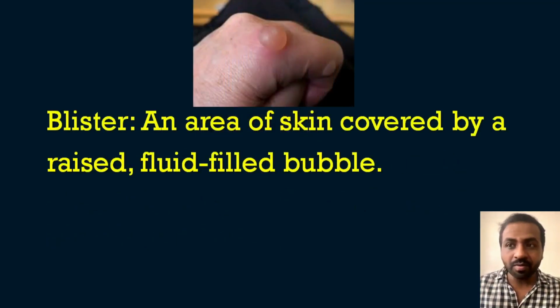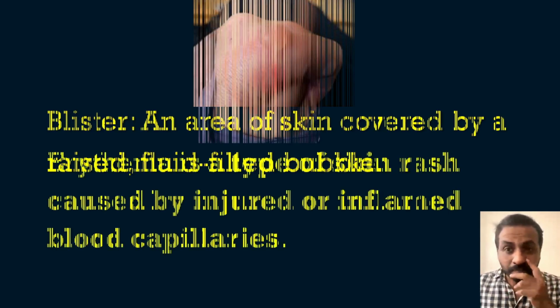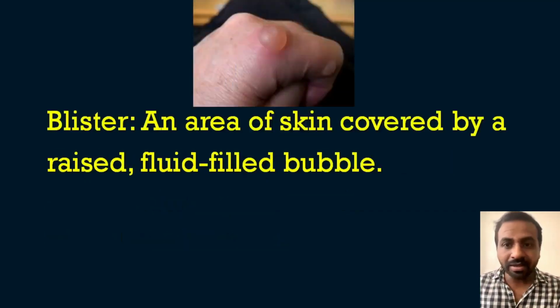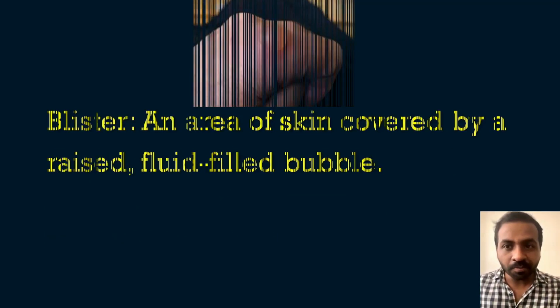Then another option was the blister. You know very well that it is an area of skin covered by a raised fluid filled bubble. You can see in the picture very clearly. So you can use the process of elimination and find out the answer for this question also. In our question it is clearly asked, it is not elevated, it is a skin rash, and it is not palpable. That is obviously macule.